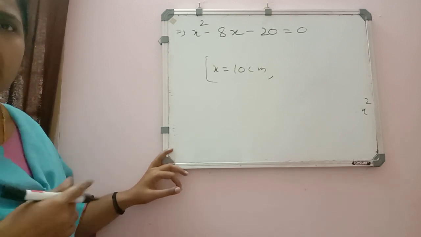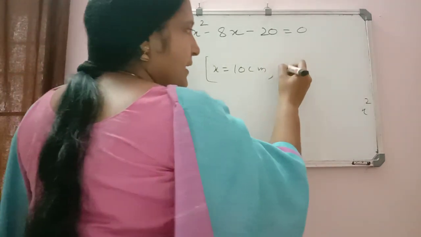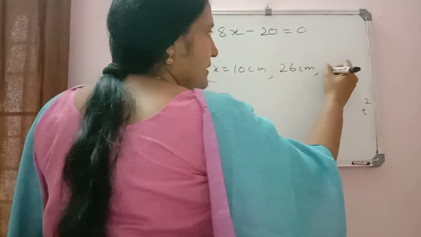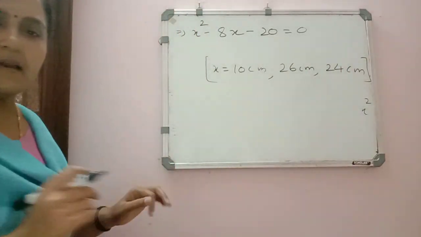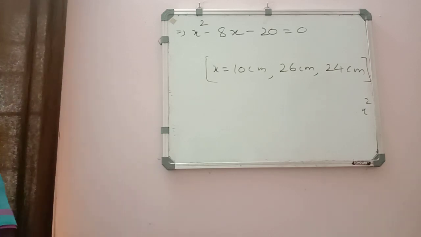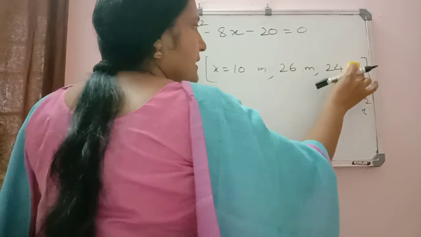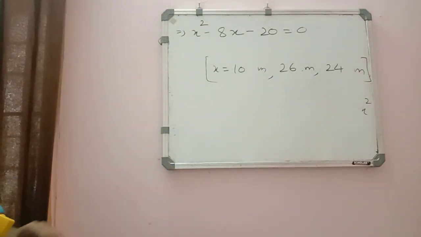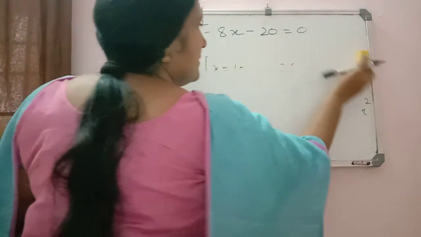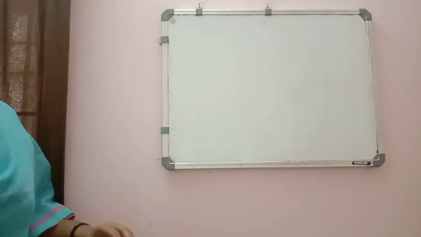For the remaining sides, as we wrote, 6 plus 2x, you can substitute the value. So you will get the remaining sides: one side is 24 centimeter, the hypotenuse is 26 centimeter, and the other side will be equal to 24 meter. It was written meter, 24 meter. All are given in meter. So hope this type of question's method is clear to you. Now moving to the next question.